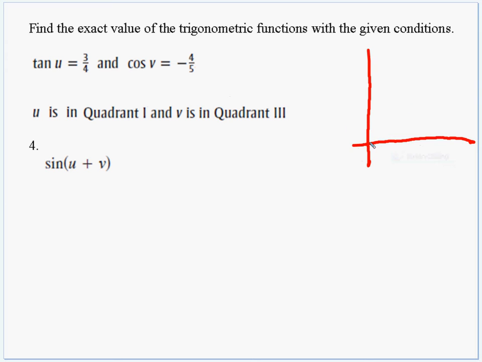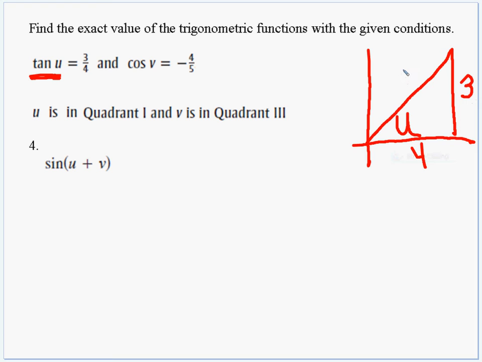U is in quadrant 1, so I'm going to draw out into quad 1 and back to the x-axis. Angle u is right here. And for u, we've got tangent. Tangent is opposite over adjacent, so opposite side 3, adjacent side 4.